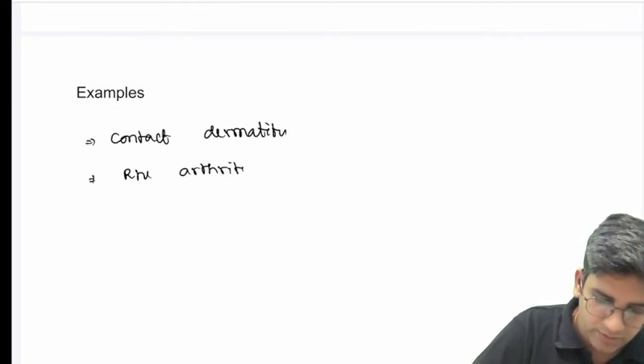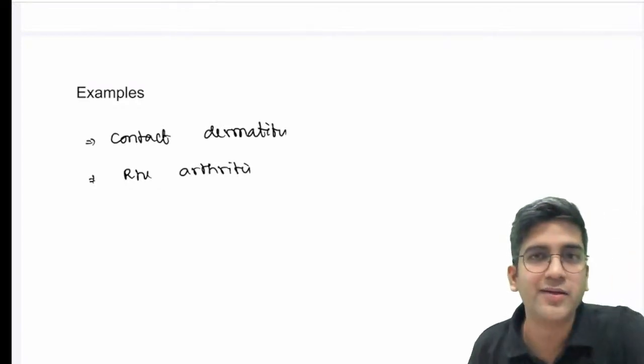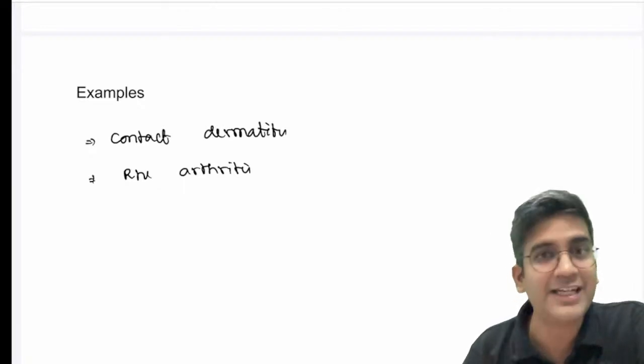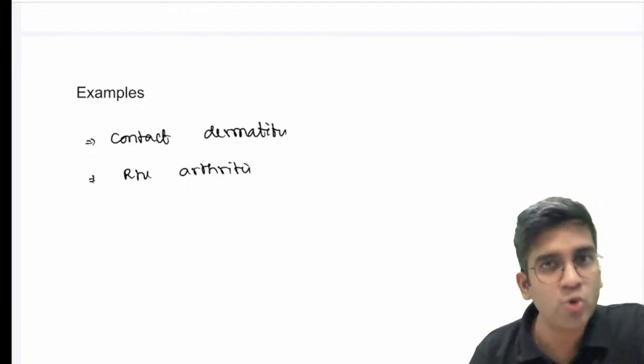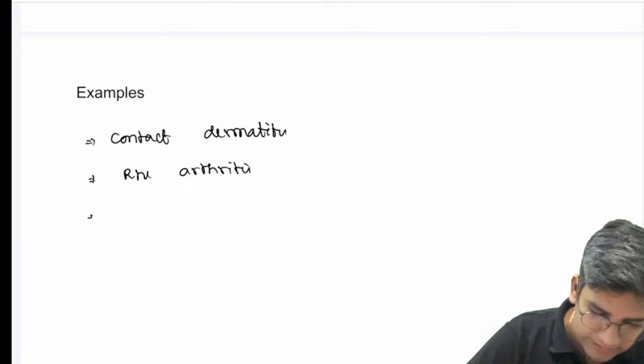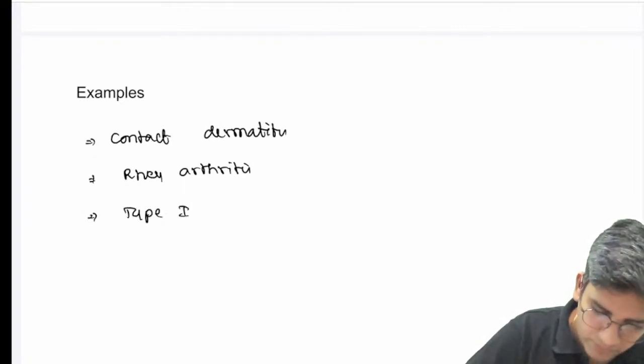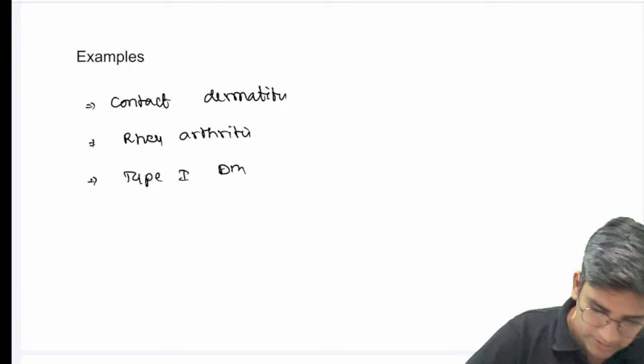Okay, it's type 4. Though you must have read about rheumatoid factor and antibodies to citrullinated peptide, I will have antibodies, but it's type 4. Most of the type 4 will have antibodies. Type 1 diabetes is type 4. Psoriasis is type 4.